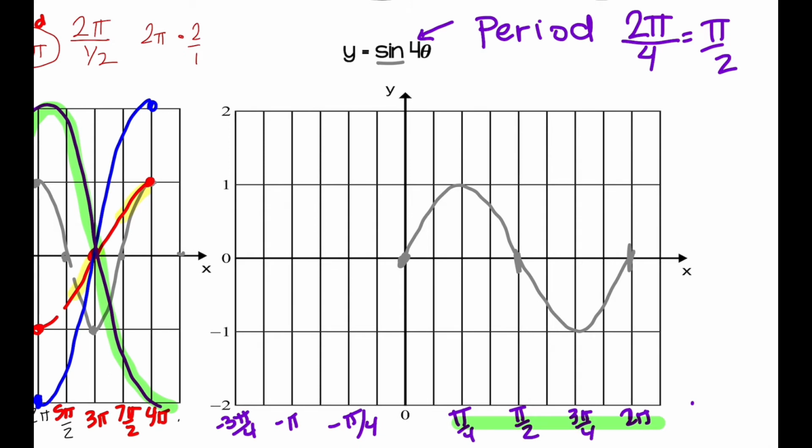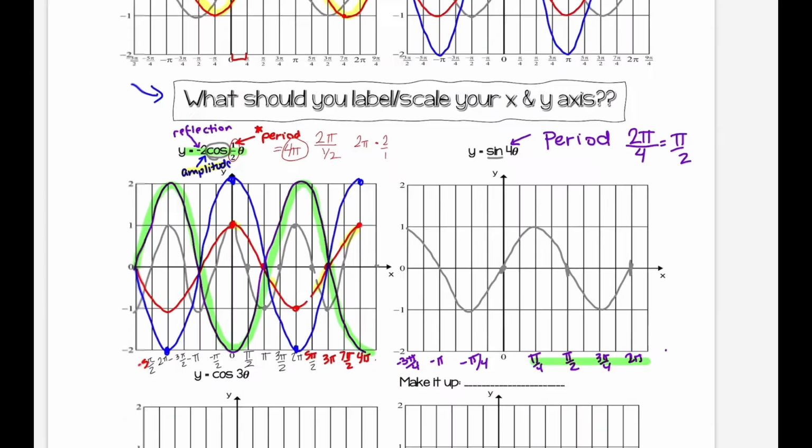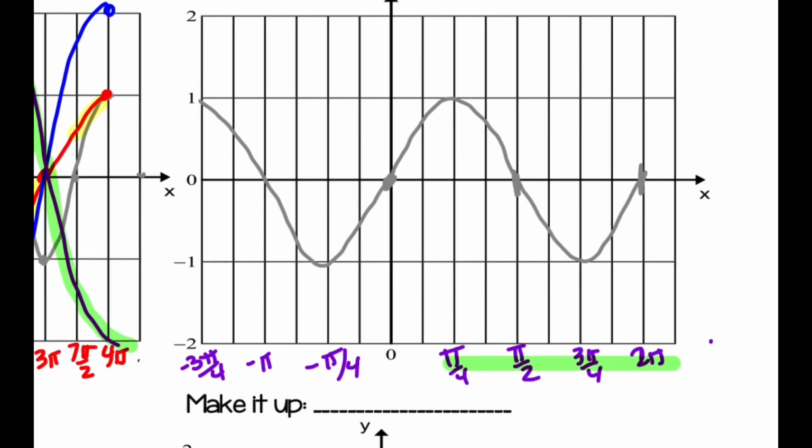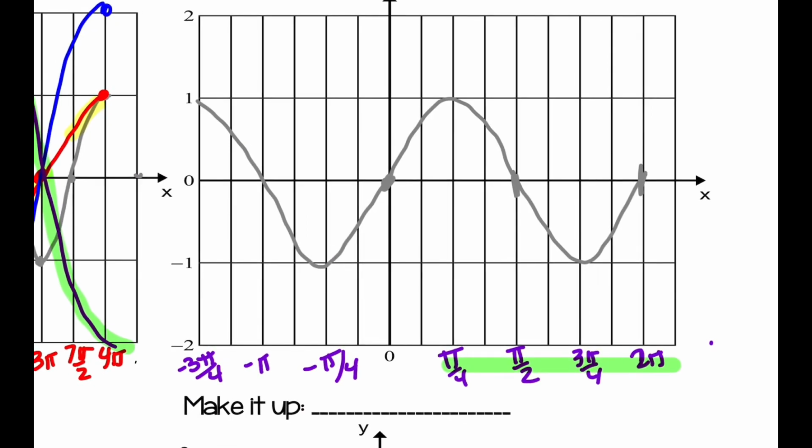So you want to split it out so you know where everything is, and then it'll be the same thing in the other direction. So you just have to be mindful that you're not just going to carbon copy whatever you did above as your parent function. You have to be mindful of what your scale is.